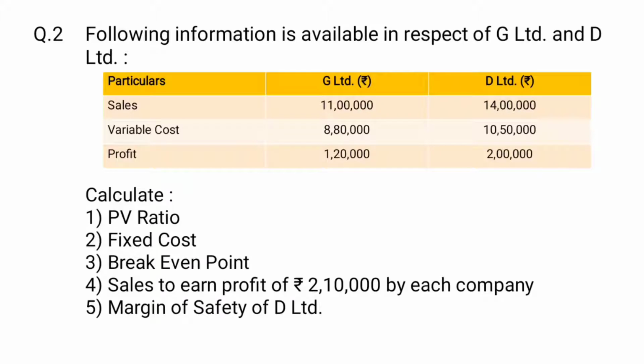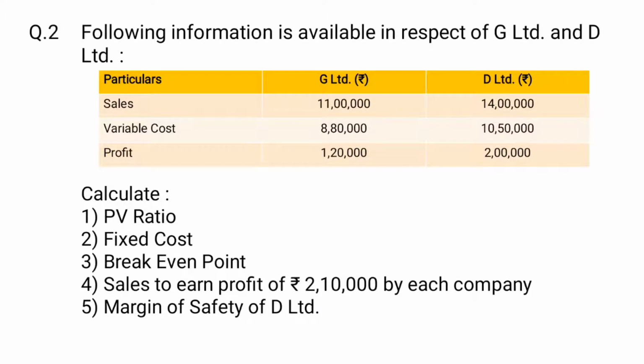So today I'll be teaching marginal costing. Now let us start with question number 2. Following information is available in respect of G Limited and D Limited. In the given table, the sales, variable cost and profit amount is given for G Limited and D Limited. Calculate first PV ratio, second fixed cost, third break-even point, fourth sales to earn profit of rupees 2,10,000 by each company, fifth margin of safety of D Limited.